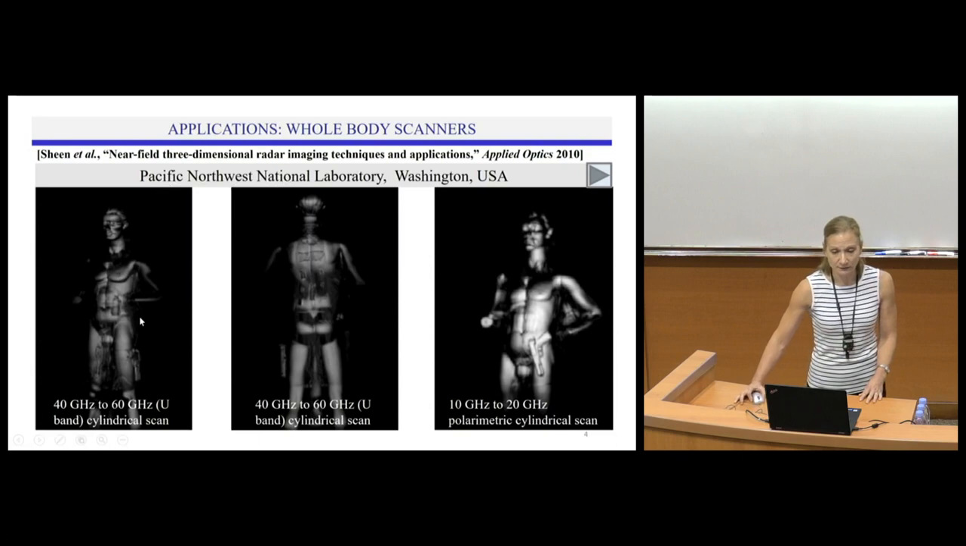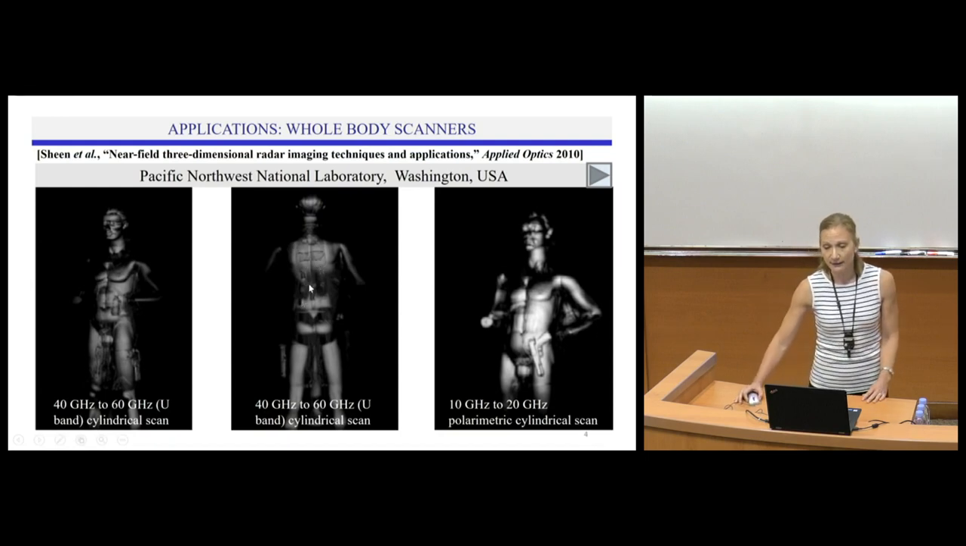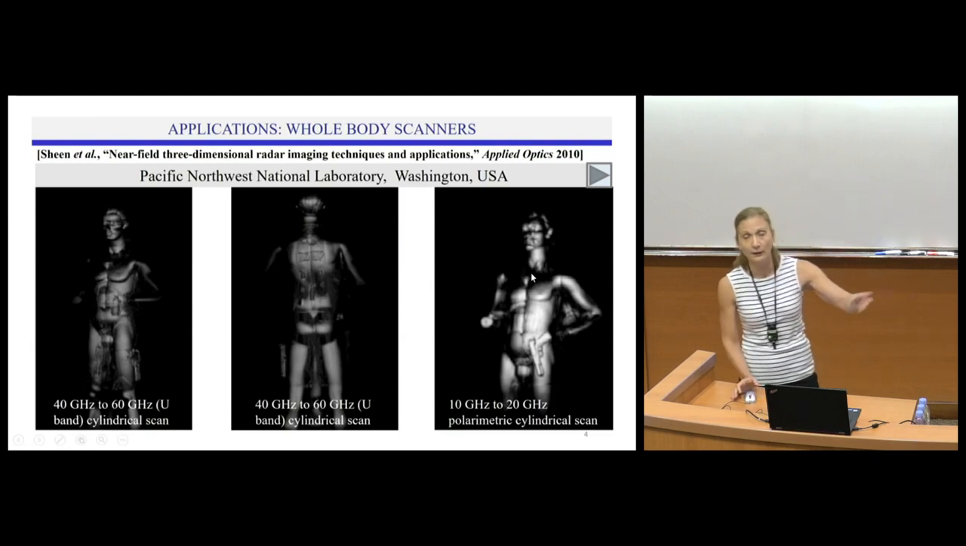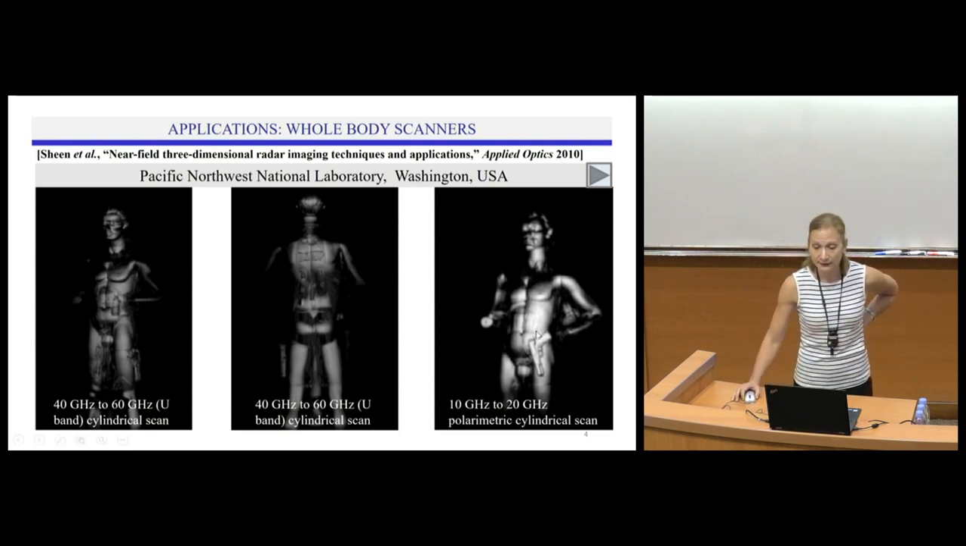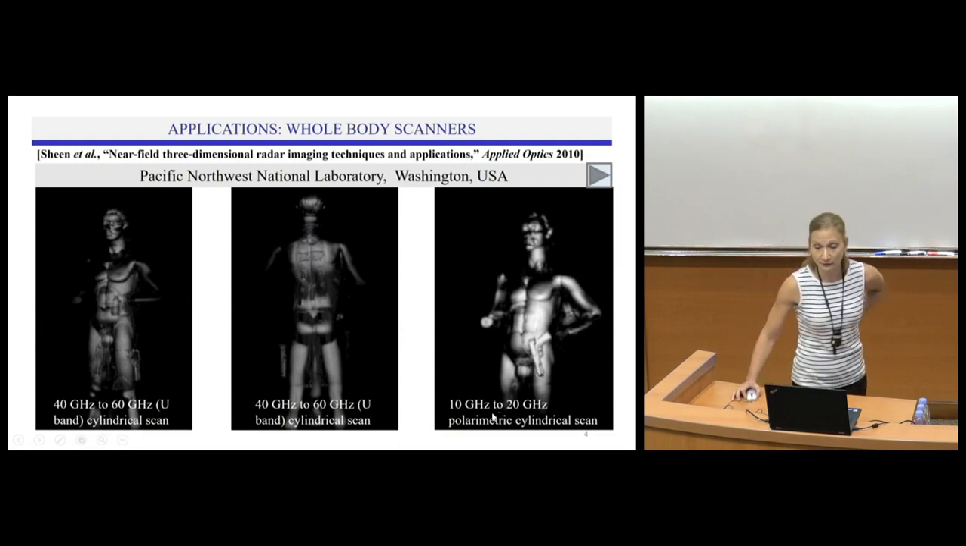And you see that on a mannequin, they have successfully imaged, with very good resolution, a gun on the leg, a knife on the other one, a water bottle at the waist. At the back, you see a utility vest filled with all sorts of little things. And they have also shown that using polarimetric scans, this is measuring co-pol and cross-pol return from the target, they can actually obtain similarly high-quality images even in the lower gigahertz range between 10 and 20 gigahertz.